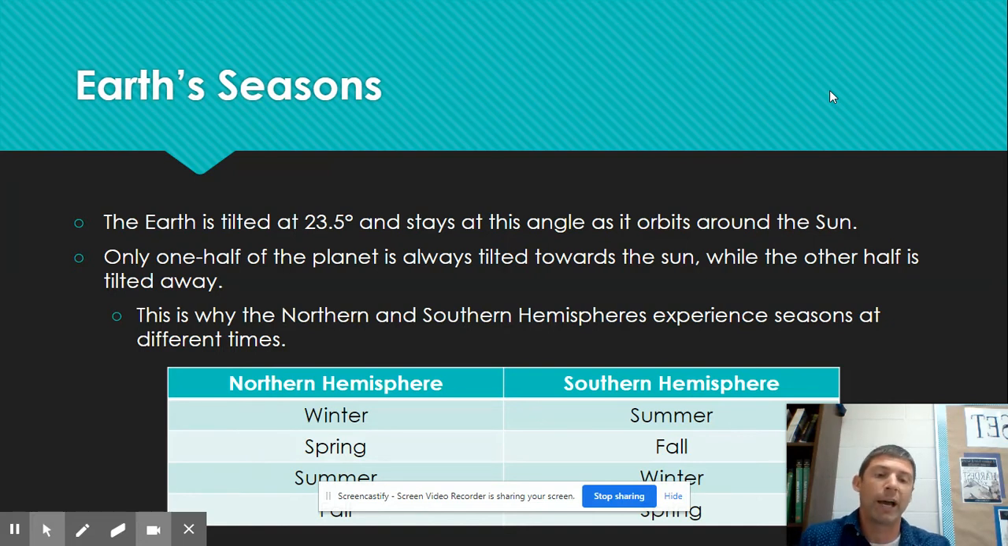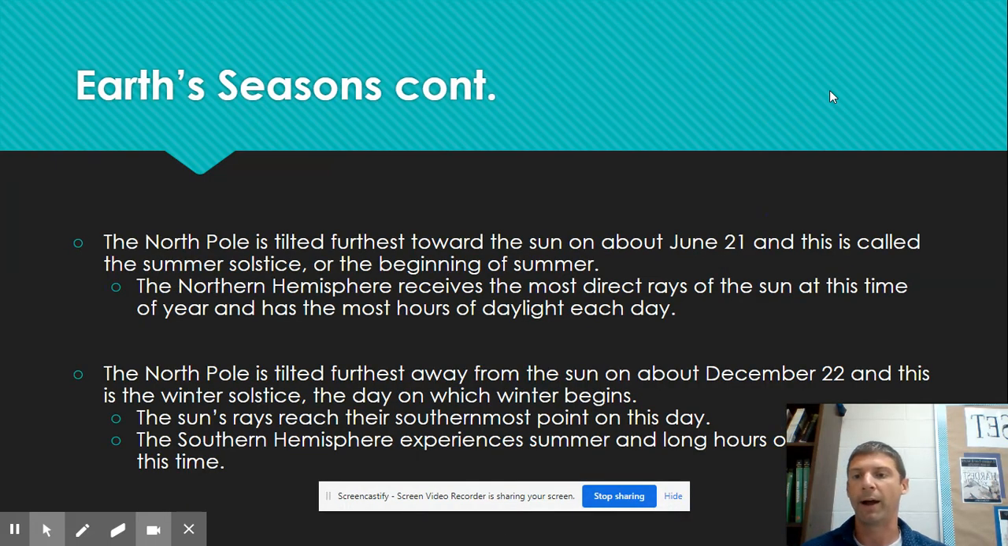You would think they'd go in July and August, but that's actually their winter. So interesting how that works. The poles are the extremes of the Earth, right? They're going to be tilted towards the sun or away from the sun. And so we talk about these terms of the solstice, which is their summer solstice is the first day of summer. It's also the longest day of summer.